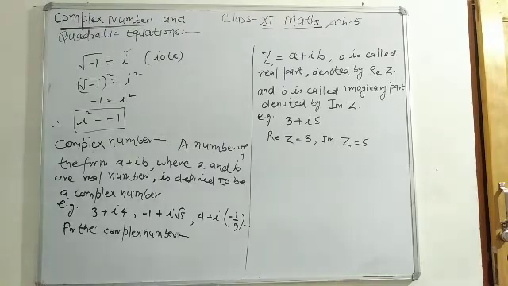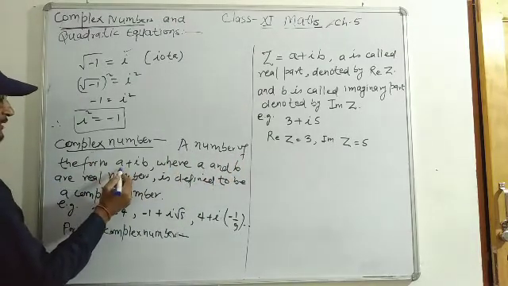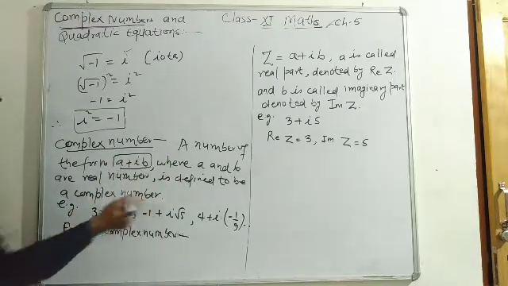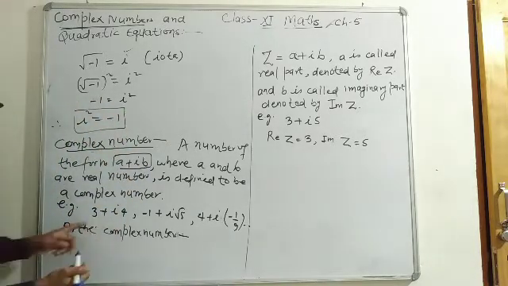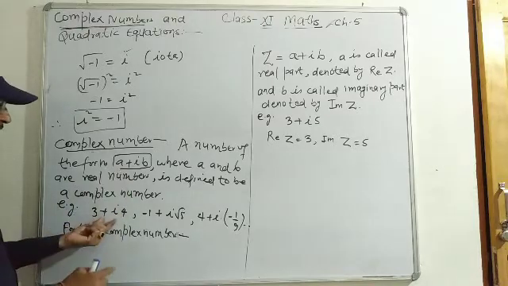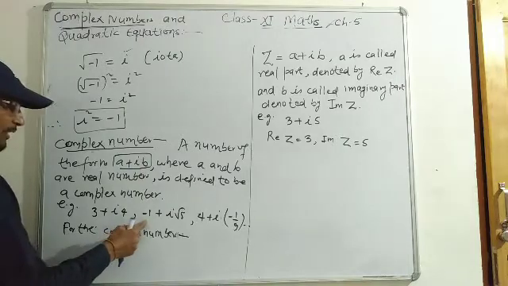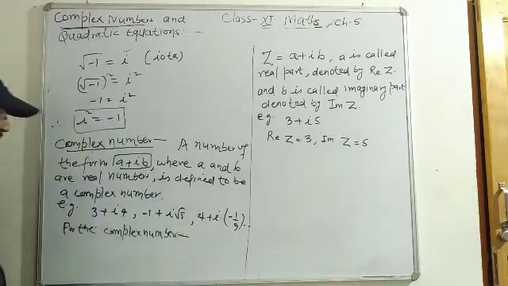Now we will define the complex number. A number of the form a plus ib, where a and b are real numbers, is defined to be a complex number. For example, 3 plus 4i, where i is the imaginary number. Other examples are minus 1 plus i root 5, and 4 plus i times minus 1 by 9. These are examples of complex numbers.